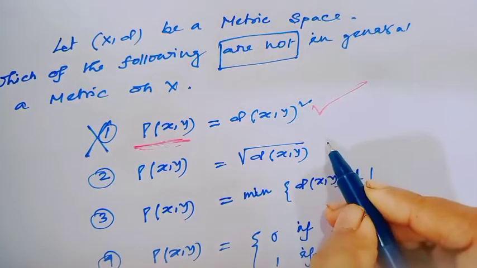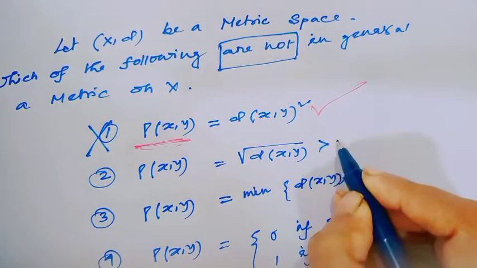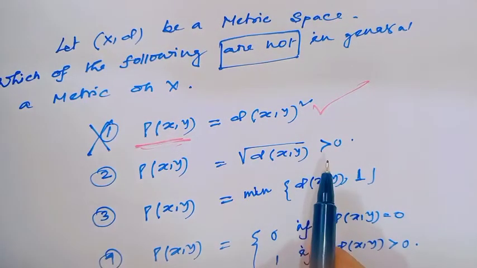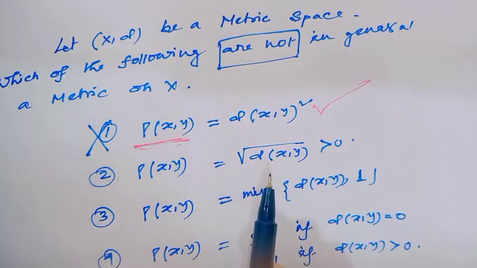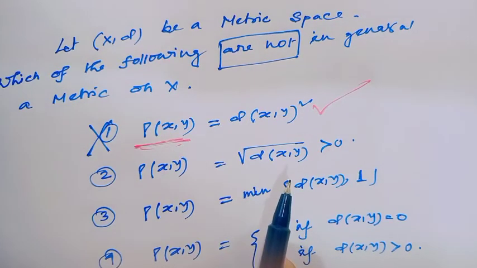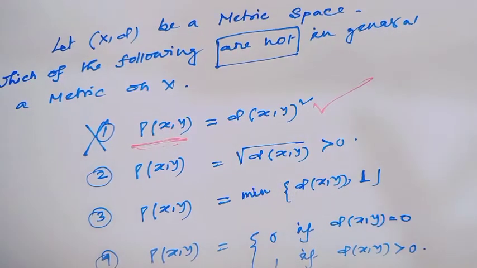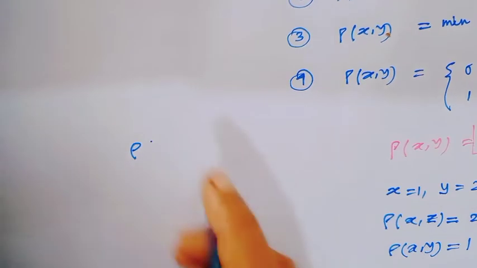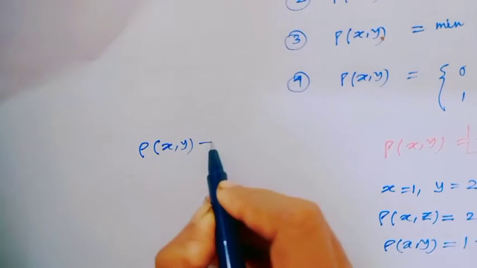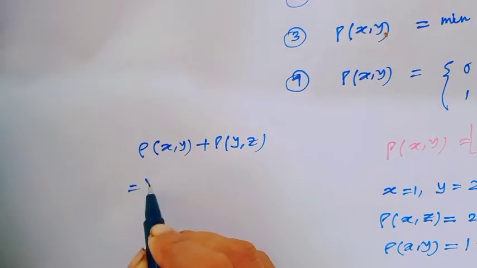similar to before, since d of xy is greater than or equal to 0, obviously its square root is also greater than or equal to 0, and equal to 0 always implies x equal to y, and it also satisfies the symmetric property. It will also satisfy the triangle inequality, because the tricky condition is the triangle inequality.